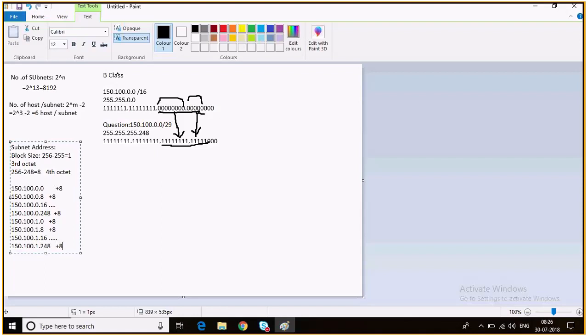So when I add 8 to it again, I'll get again 256 here in the last octet. Then my third octet will change to 2. This is how my networks will be generated, and I'll keep on getting networks. So the last network that I'll get is 150.100.